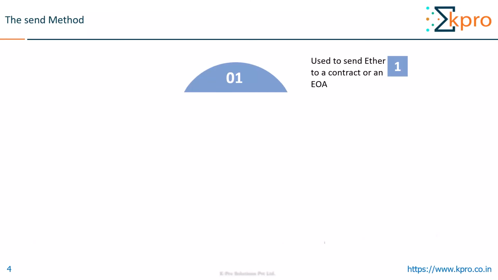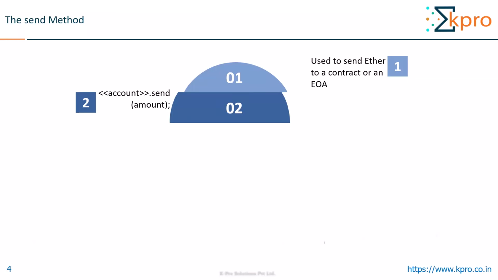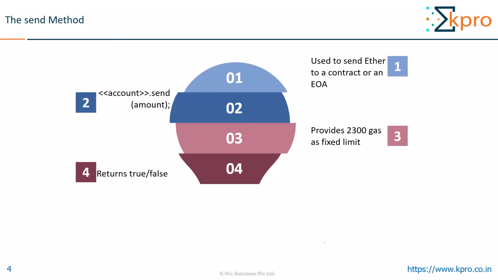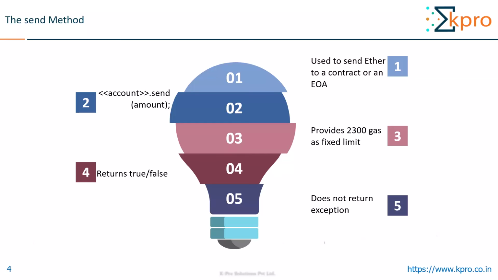Next, let us talk about the send method. It is used to send Ether or wei to a contract or an externally owned account. This is the syntax for the send method. It provides 2300 gas as a fixed limit. It returns a Boolean value, that is true or false, and it does not raise an exception. So this is all about the send method.